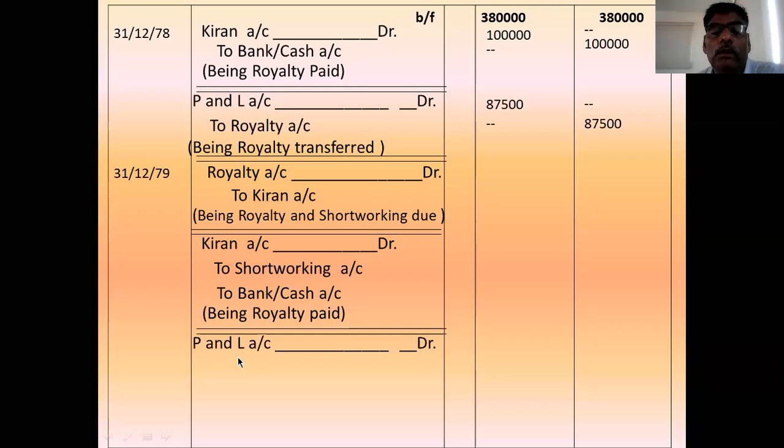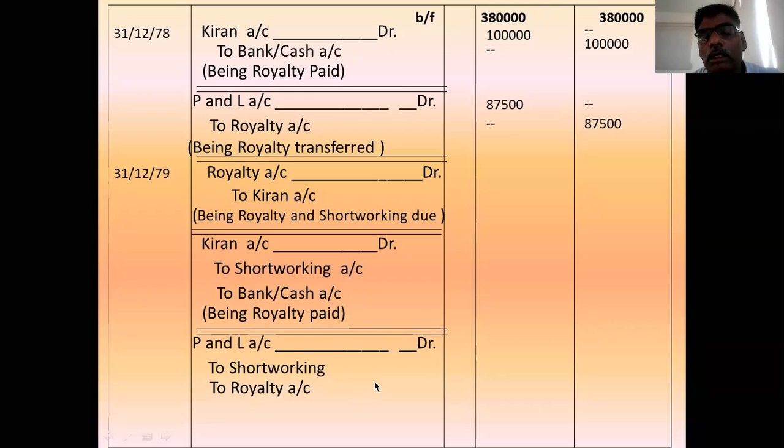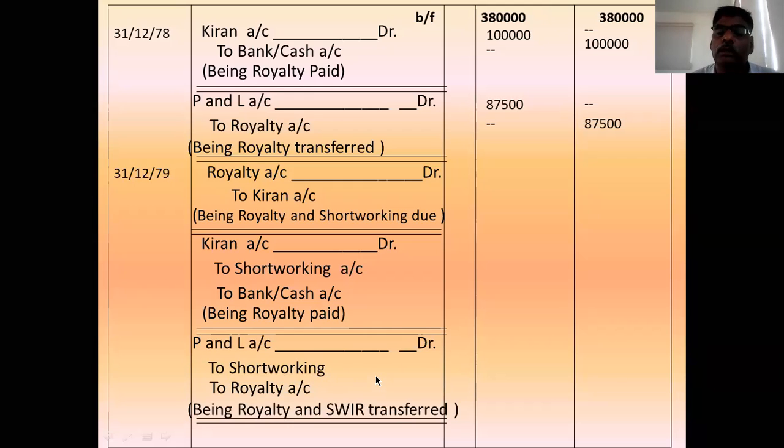Being royalty paid. Third entry, P&L account debtor, 2 short working, 2 royalty. Here also I joined 2 short working because in the 1979 line, in the SWIR column, there is an amount. Therefore, we have to write it. Third entry completed. First entry, there is no short working. Second entry, there is a short working SWR. In the third entry also, there is a SWIR. Fill the respective amounts.